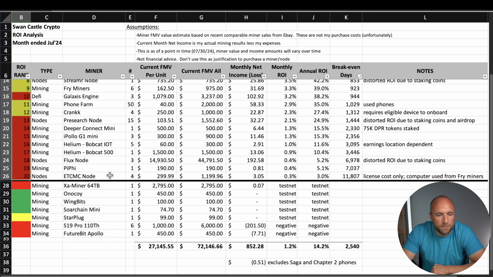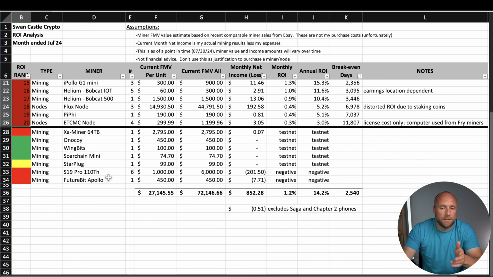We go down here to the bottom for our testnet projects. This is where I think you could potentially speculate, especially some of these lower cost ones. XMiner, I would stay away from XMiner. It's just too expensive. Yeah, the token performed well this month, but I don't know that anyone jumping in and spending that kind of money, I don't think that's a great use of capital at this point.